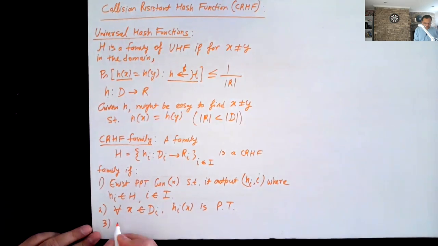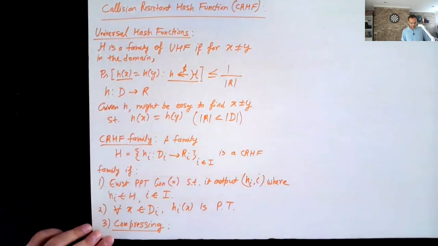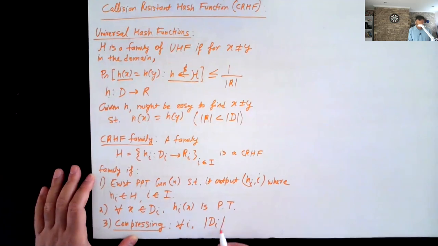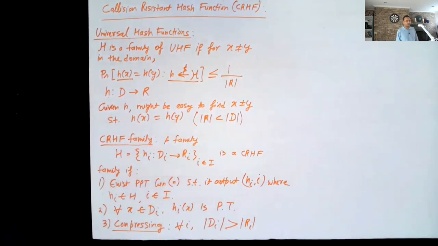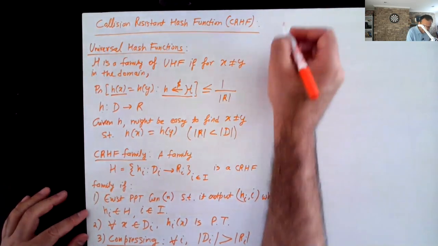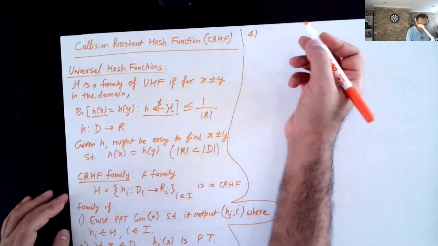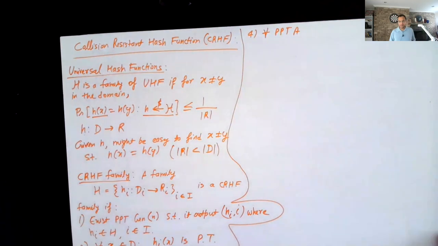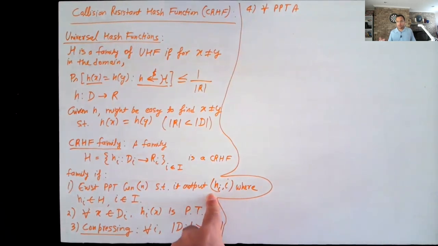The third property is the compression property, which means that for every I, the size of the domain must be larger than the size of the range. And then the last, and of course the most interesting property, is collision resistance, which says the following: for every PPT adversary A, the probability that A gets as input a randomly chosen hash function, can run on it for a polynomial amount of time, and then is able to output a collision must be negligible.